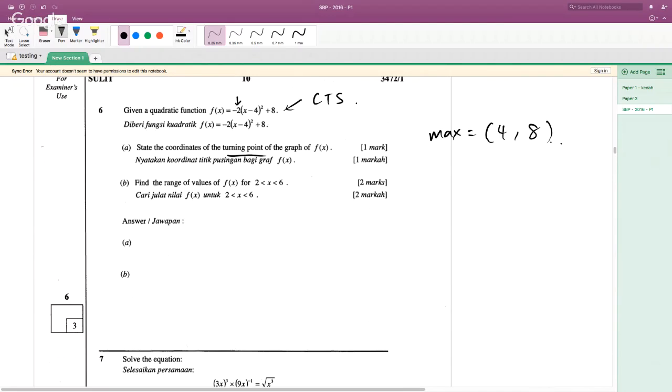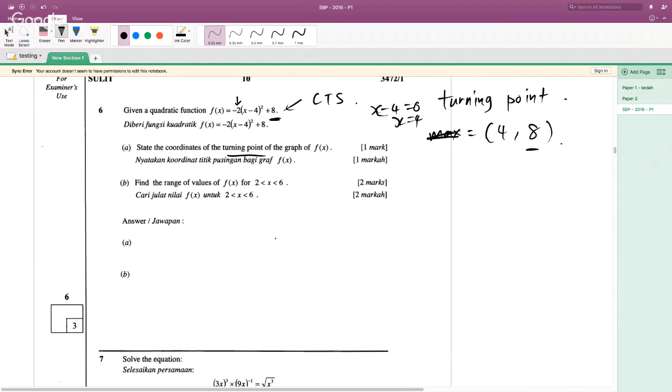It's very easy. The 4 you get from inside the bracket: x minus 4 equals 0, so x equals 4. The y value you just get from the back here. This is the best thing about completing the square, you can straight away get the turning point. Then the question asks you to find the range of values of f(x) when x is from 2 to 6. You definitely don't write maximum, you write turning point.